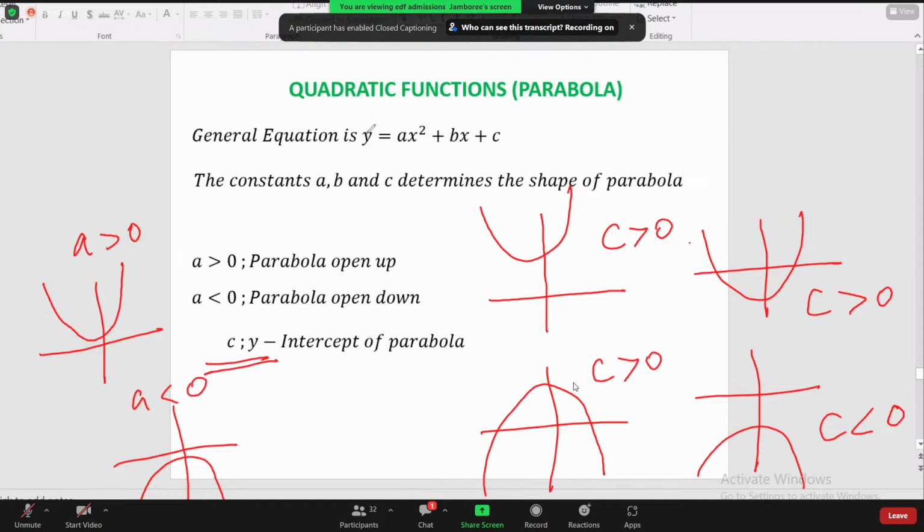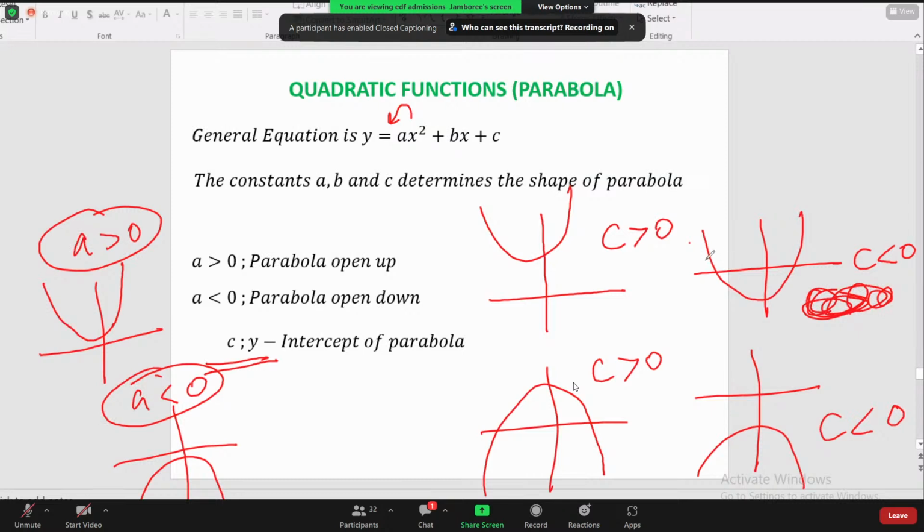So do remember A, which is the coefficient of x squared, decides the shape of the parabola. If A is positive, the parabola will be a U-shaped curve. If A is negative, the parabola will be an inverted U-shaped curve. If C is positive, it implies it will touch the y-axis on the positive side. I'm so sorry, this has to be C negative. So if C is positive, it will touch the y-axis on the positive side. If C is negative, then it will touch the y-axis on the negative side.